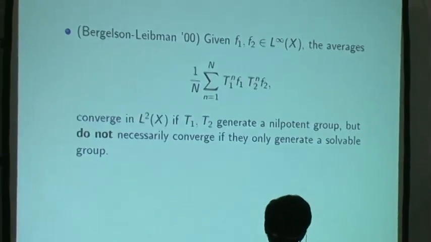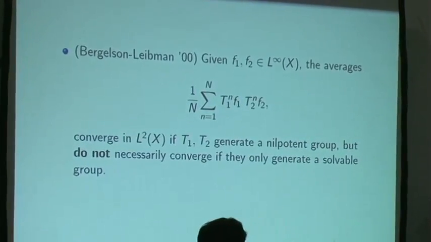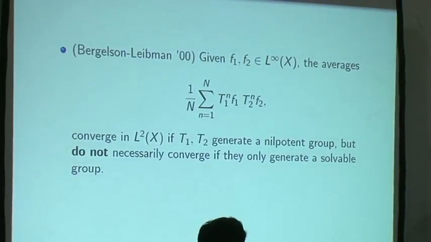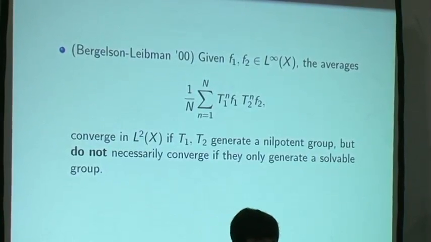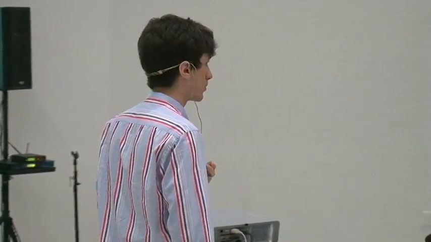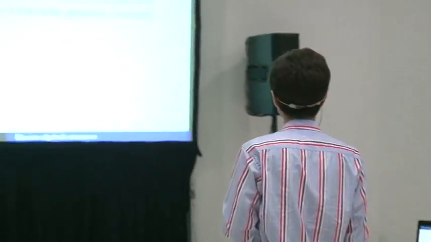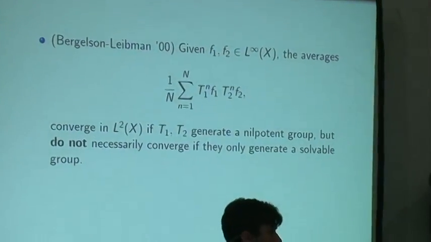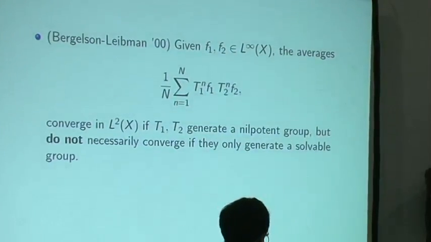So another result is by Bergelson and Leibman, which tells you that if you take the simplest possible non-conventional ergodic average, then this does in fact converge if your transformations generate a nilpotent group, but they do not necessarily converge if they generate only a solvable group. In fact, they show that if you have something that has exponential growth, then you can always find a pair of functions such that this does not converge.